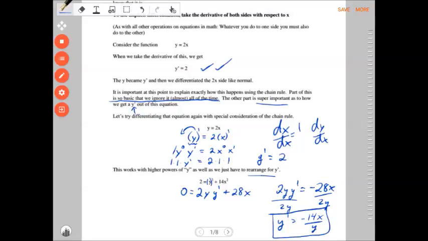So the fundamental difference here is that our derivative, our y prime, will have not only an x value in the formula, but it will also have a y value in the formula now. Not a big deal, it's all good. So let's try some examples.